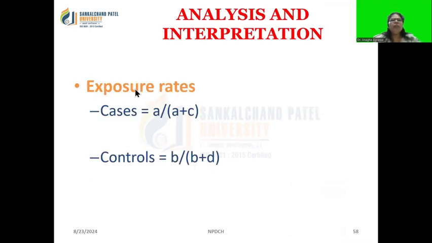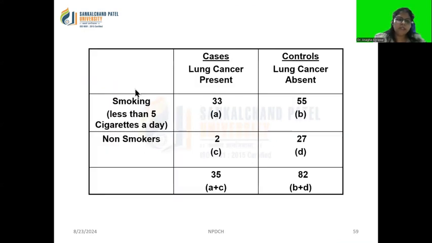Now, once you have all the data collected with the help of these interviews, questionnaires, lab investigations, or past records, you have to put it into a table that is called a 2 by 2 contingency table. That is the most important. So you can see this. This is called a 2 by 2 contingency table, where the number of cases that we have studied as cases and controls for lung cancer I have put, and smoking and non-smoking.